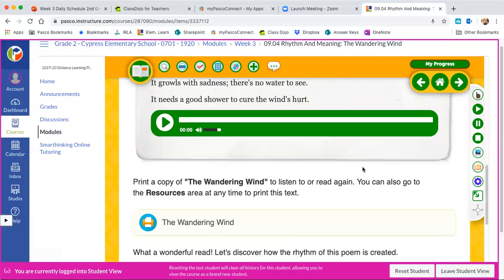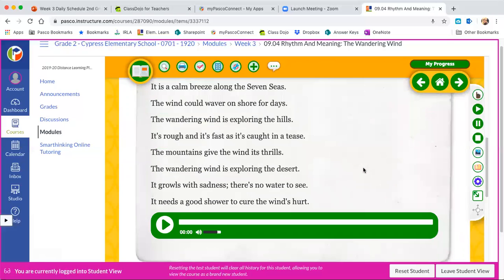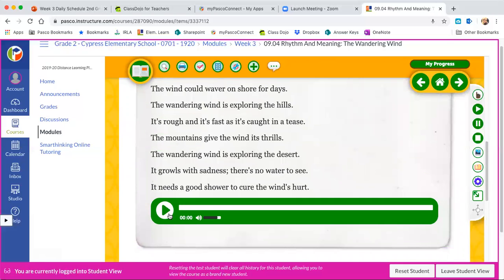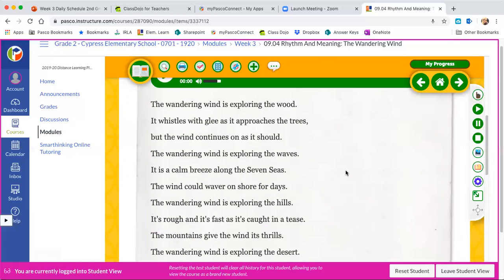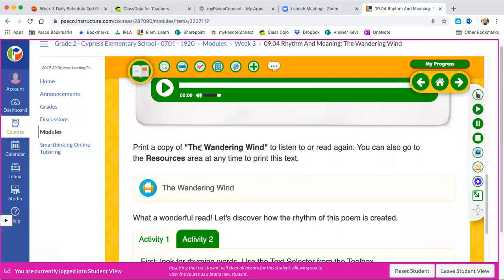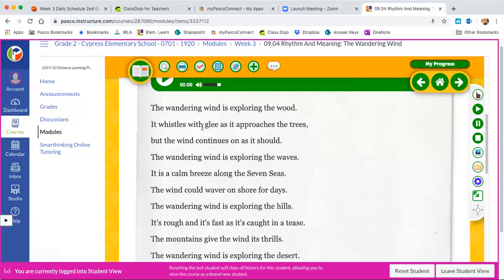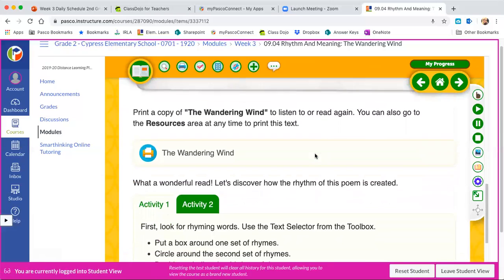Okay, so let's scroll down here. Oh, and I do want to point out that you can also press play and it'll read the poem to you as well. Okay, print a copy of The Wandering Wind to listen to or read again. If you don't want to print it or you don't have a printer at home, you can just go back up to the poem right here on the screen and read it right from the screen again.